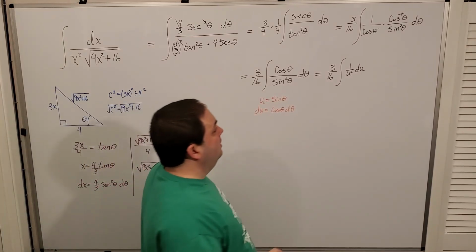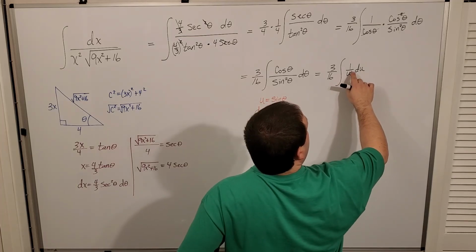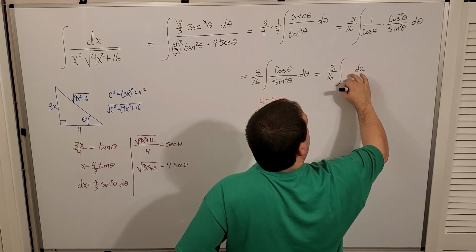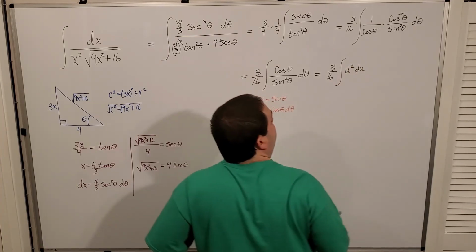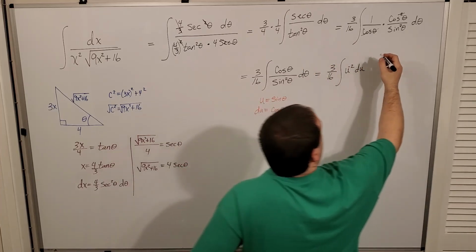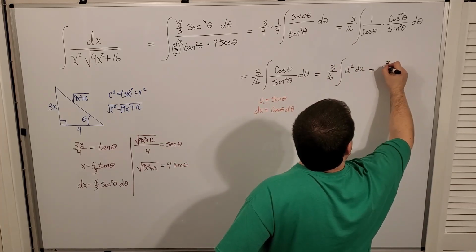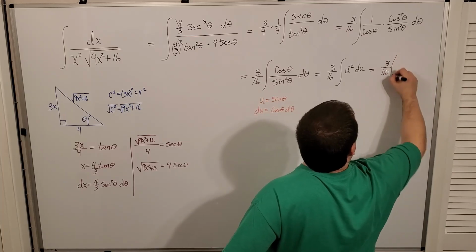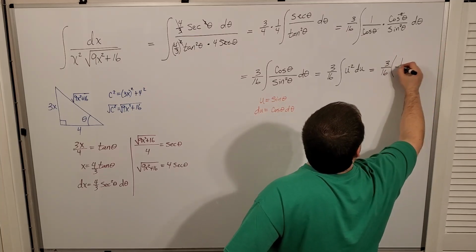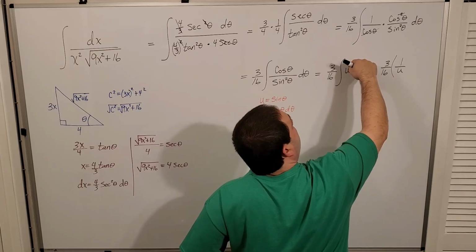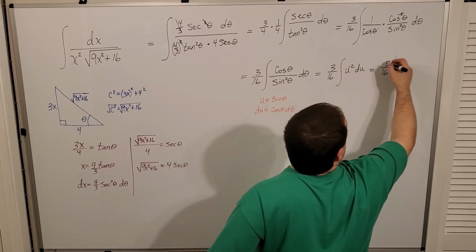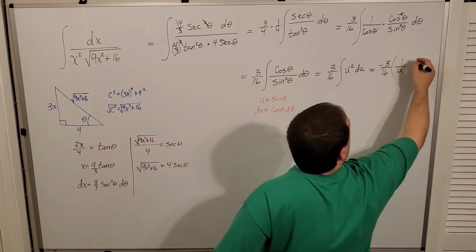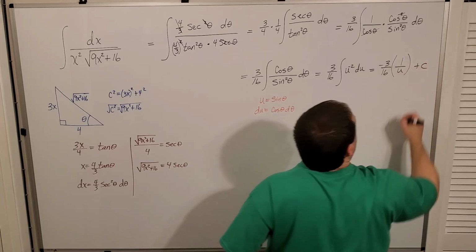Okay, then the 1 over u squared actually probably would be better to write as just u to the negative 2. And then it's a power rule, right? I end up with 3/16 times 1 over u, right? The new power is negative 1. Divide by the new power just makes this thing negative.